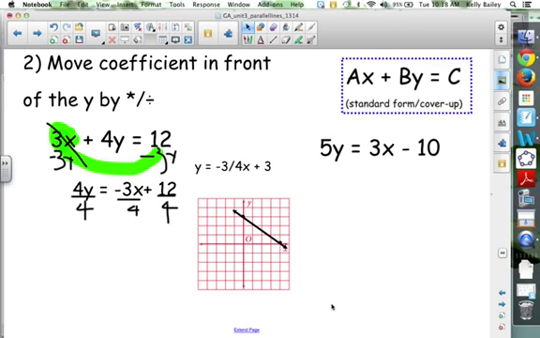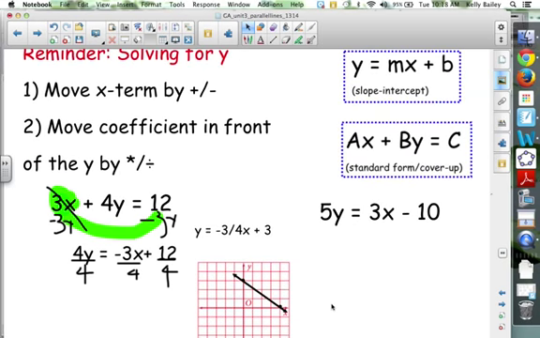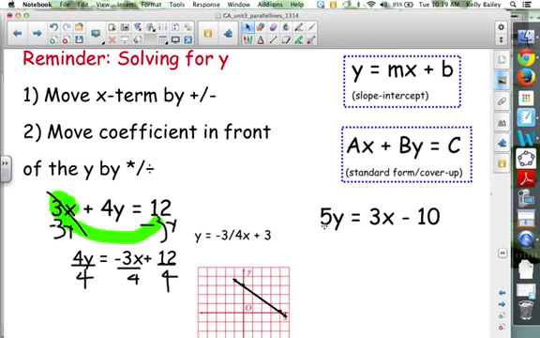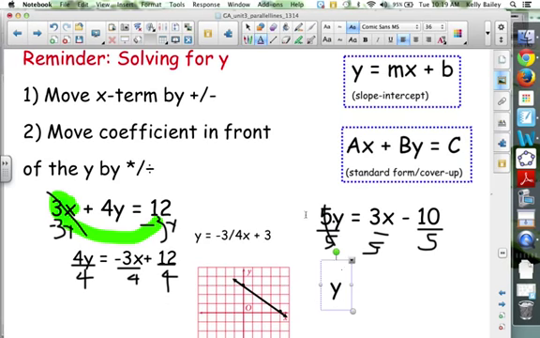If you prefer using standard form, again, for the second equation, you need to get the y value by itself. The x term has already been moved, leaving only the y. So I'm going to move the 5 to the other side by division, because the 5 and the y are held together by multiplication. Leaves me with y equals 3/5 x minus 2.